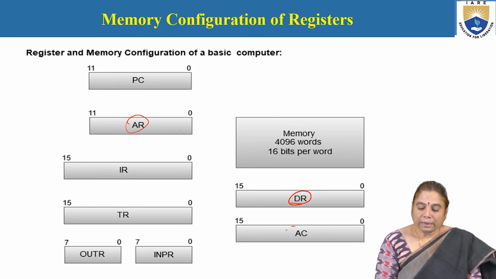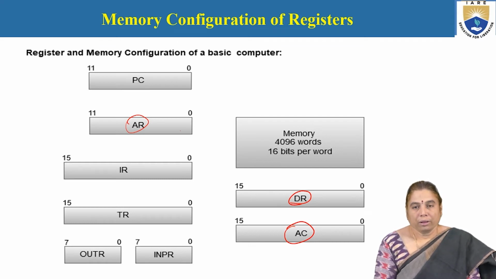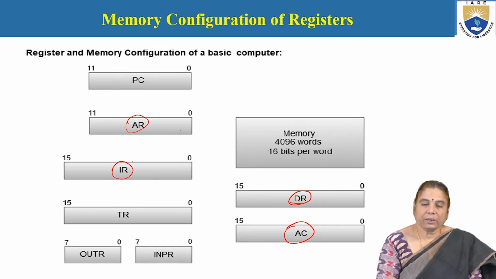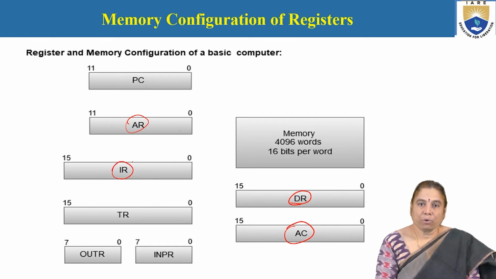Next, AC is the accumulator register, which is of 16 bits size and can be used for arithmetic operations and processing of the computer. Next is the IR register, the instruction register, which can hold the address of the current instruction. Each is of 16 bits size. TR is the temporary register of 16 bits size. INPR and OUTR are of 8 bits each and can be used for input and output purposes.